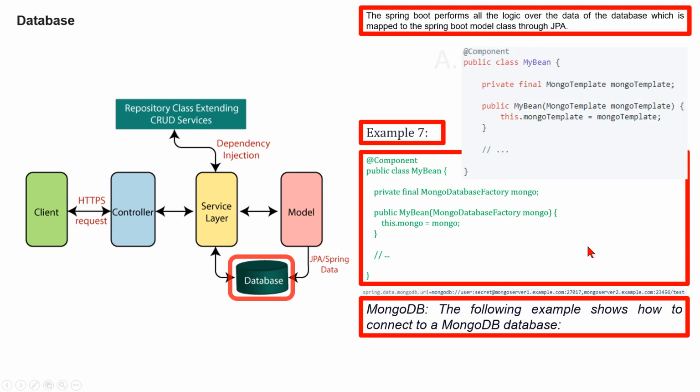Now we are considering MongoDB. The following example shows how to connect to a MongoDB database. To access MongoDB databases, you can inject an auto-configured org.springframework.data.mongodb.MongoDatabaseFactory. By default, the instance tries to connect to a MongoDB server at mongodb://localhost/test.